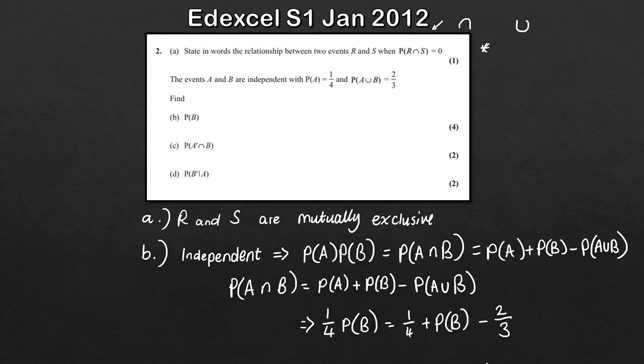So what I'm going to do here is minus 1/4 of the probability of B from both sides. So what I get in that case then is 3/4, so I'm going to do 3 lots of the probability of B over 4. Taking this 1/4 of the probability of B onto this side, and then if I do 1 over 4 minus 2 over 3, I'm going to take that over to this side. So basically I'm taking this to this side, and then this and this onto this side.